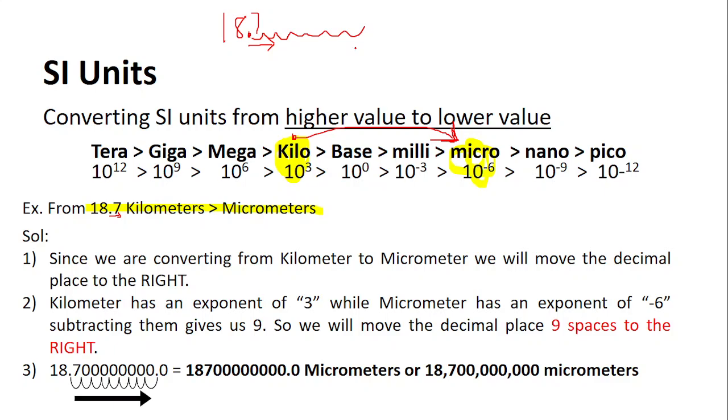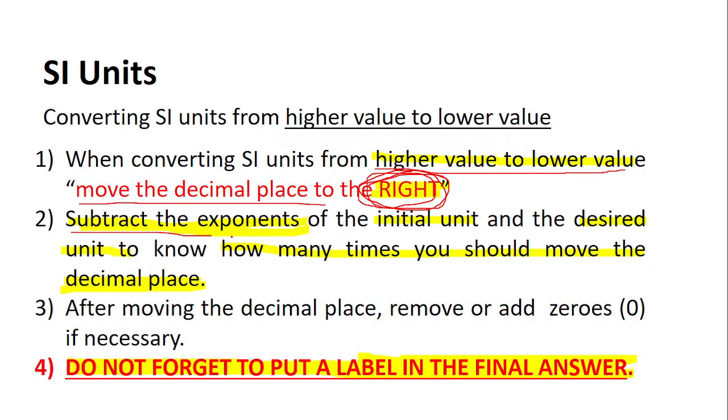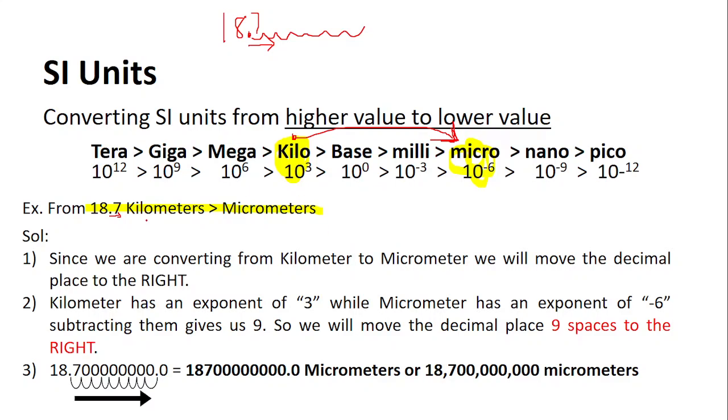Now, in order to know how many times we move the decimal point, you will subtract the exponent of the initial unit and the desired unit. So, an initial unit naton is kilometers, and 10 raised to 3 ang exponent ni kilometer. So, 10 raised to 3 minus the desired unit. Our desired unit is micrometer. Ano exponent niya? 10 raised to negative 6. So, 3 minus negative 6, the answer is 9.